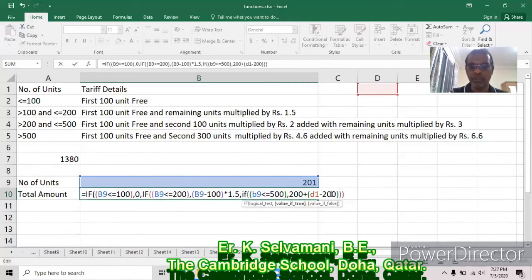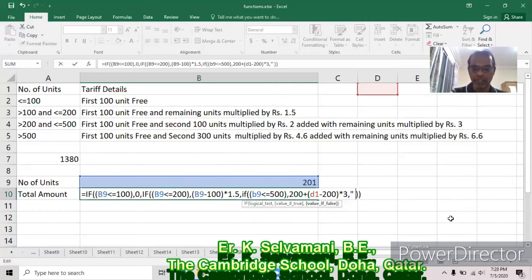Out of this 200, 100 units are already free. The remaining 100 units are already put as 200. So the remaining 200 should be multiplied by 2. That is why we got 200 plus. This should be multiplied by 3 rupees.